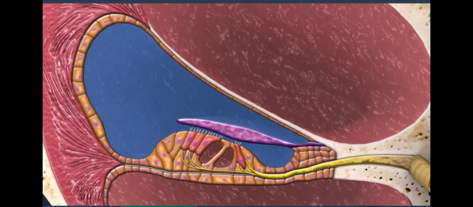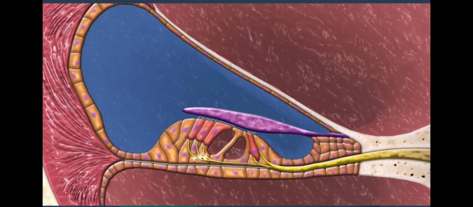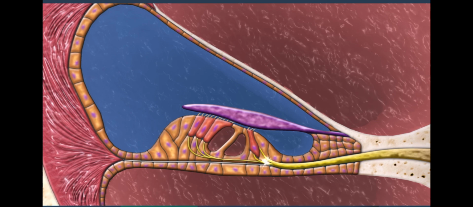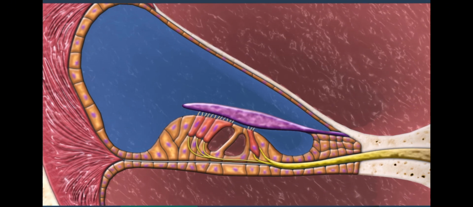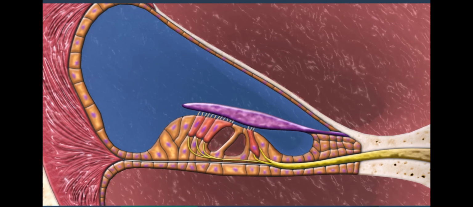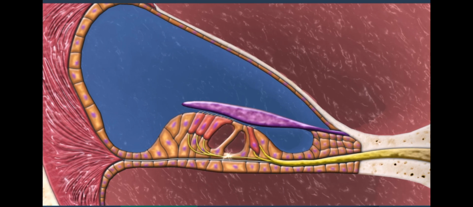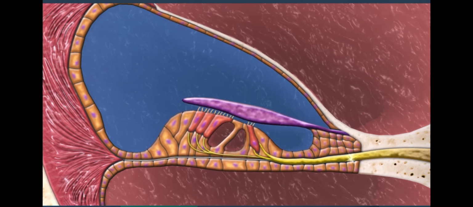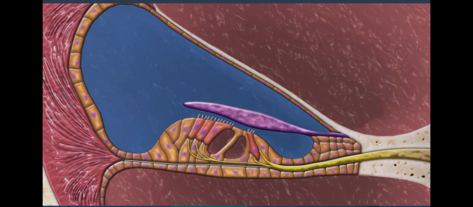3. Role in balance. The inner ear's vestibular system contains the semicircular canals and otolith organs. These structures detect head movements and changes in position, helping maintain balance and spatial orientation.